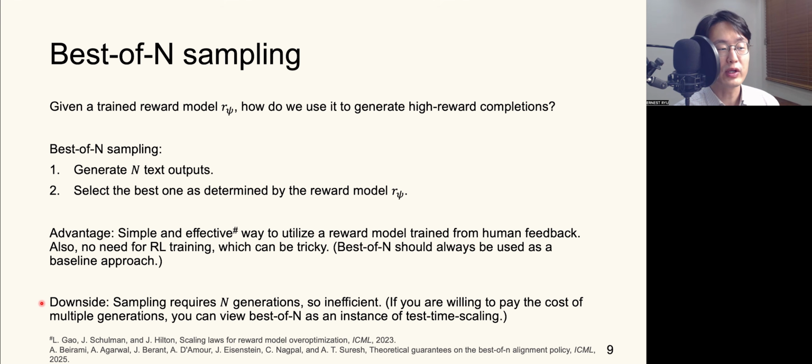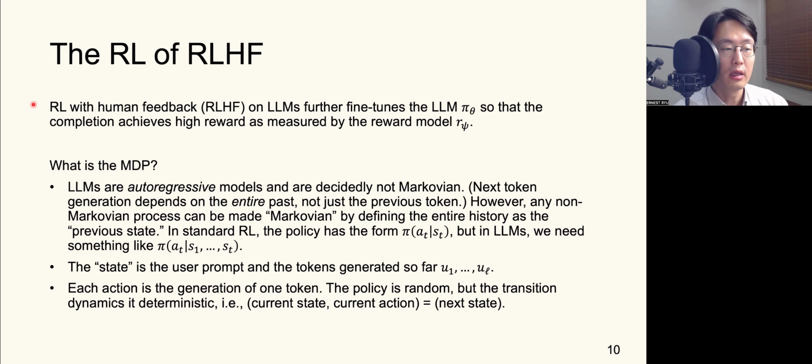And the more generations you make, well, you're paying a larger compute cost to produce the multiple generations. But the best one selected among the many has a better chance of being a better generation. So in that sense, you can view best of n as an instance of test time scaling, where by paying the additional cost of multiple generations, you're able to improve the quality of the generation.